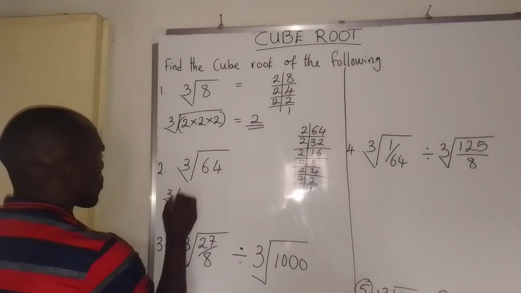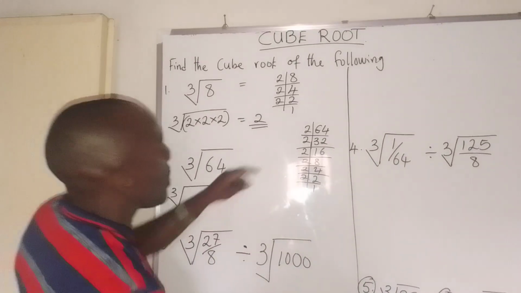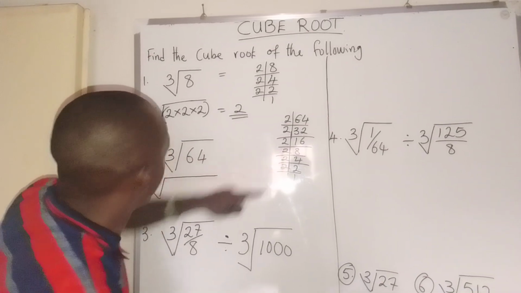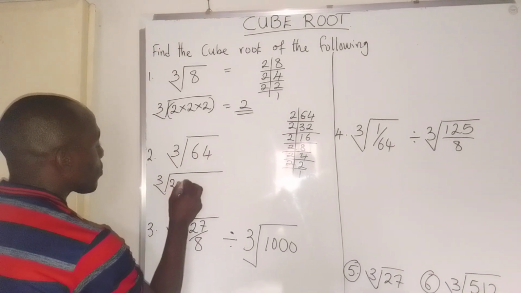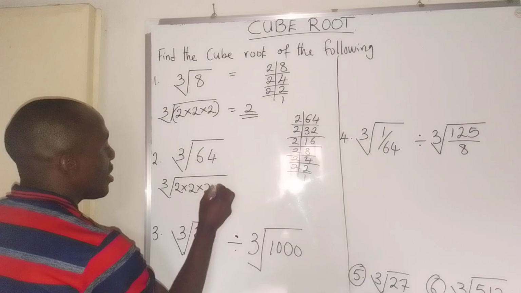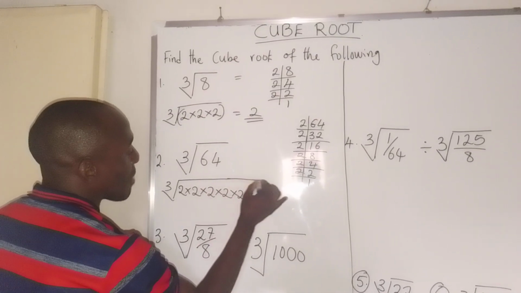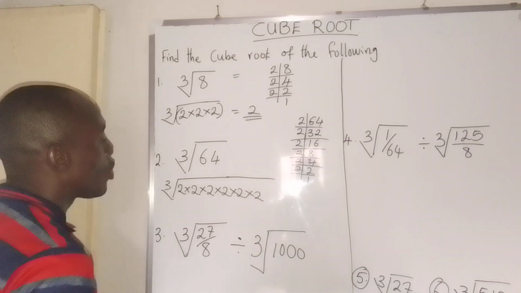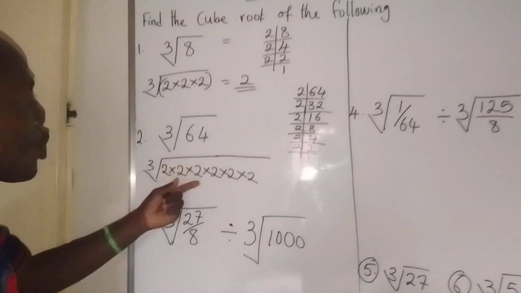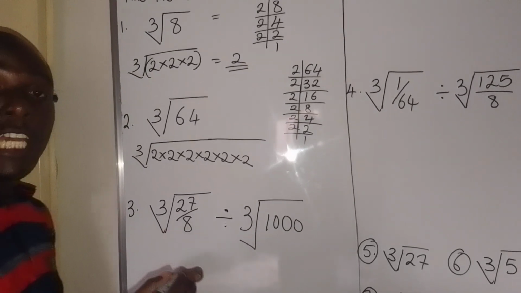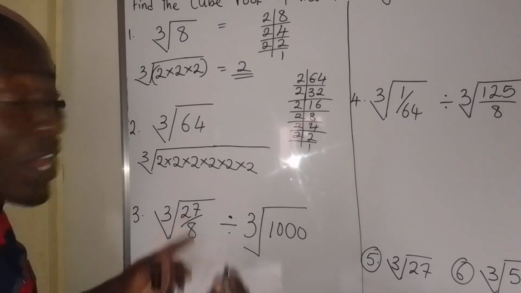So the numbers we use in dividing, we have 1, 2, 3, 4, 5, 6. Let me extend my cube root so that it will cover everything, because the cube root of 64. So we pair them in 3s, and make sure that the numbers are the same before you pair them.